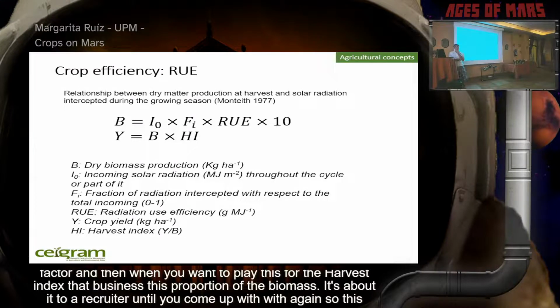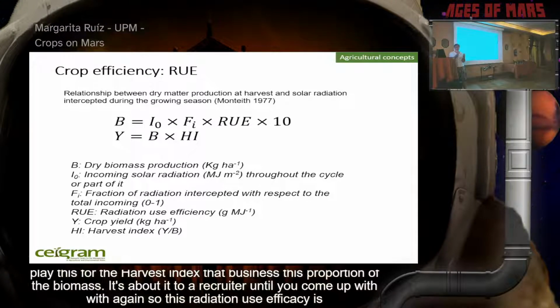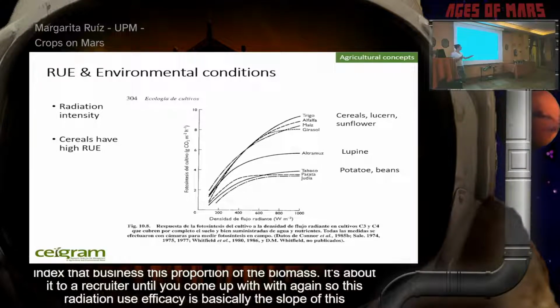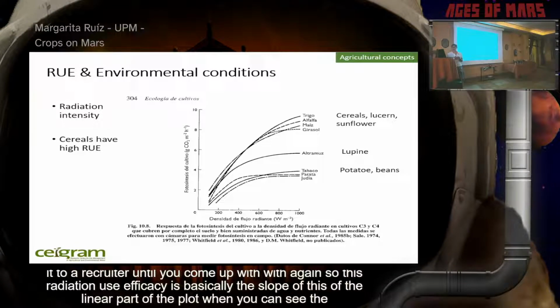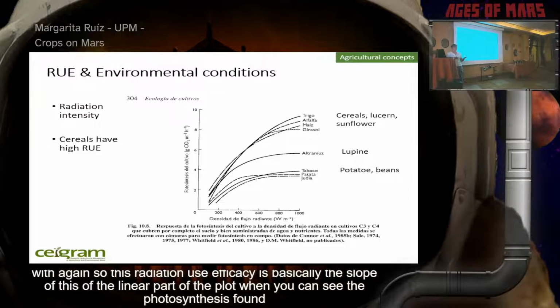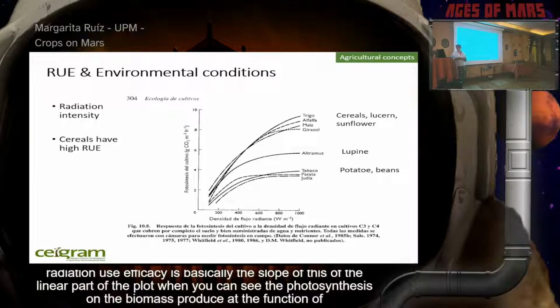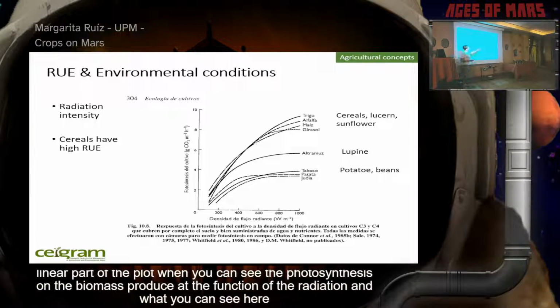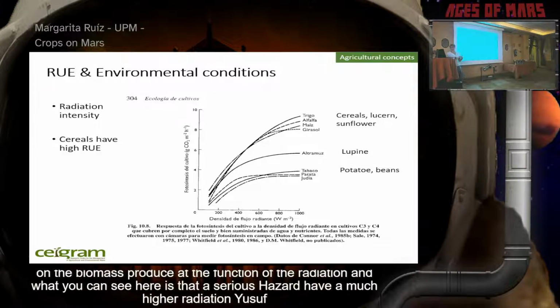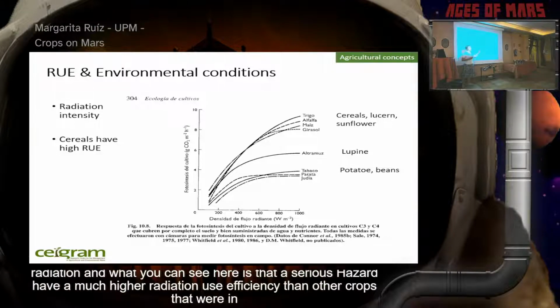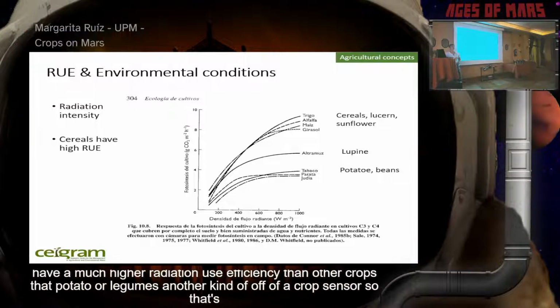So this radiation use efficiency is basically the slope of the linear part of this plot, where you can see the photosynthesis and the biomass produced as a function of the radiation. And what you can see here is that cereals have a much higher radiation use efficiency than other crops, for instance potato or legumes or other kinds of crops. So that's another reason that supports the choice of cereals.